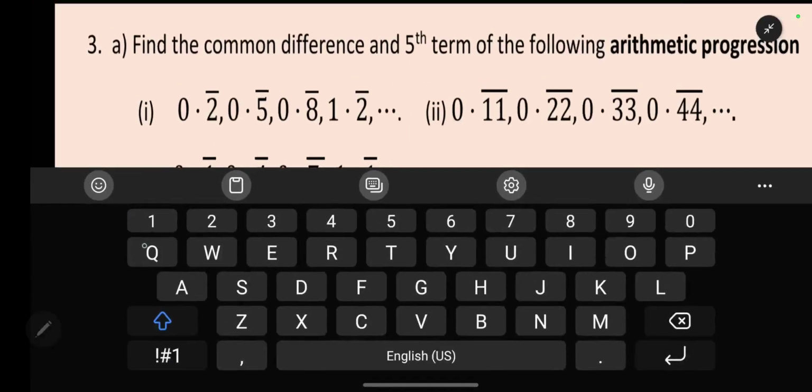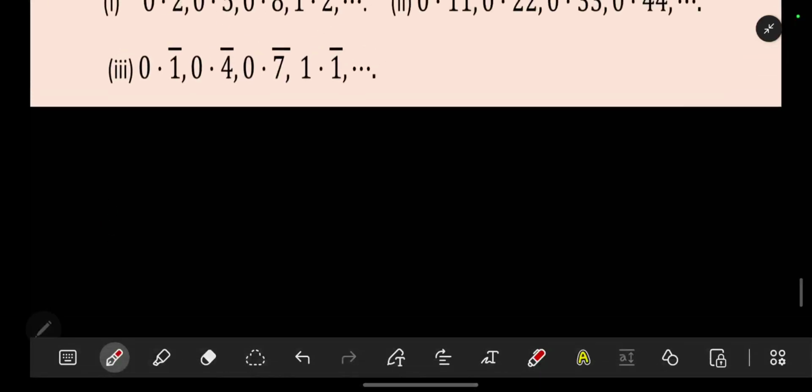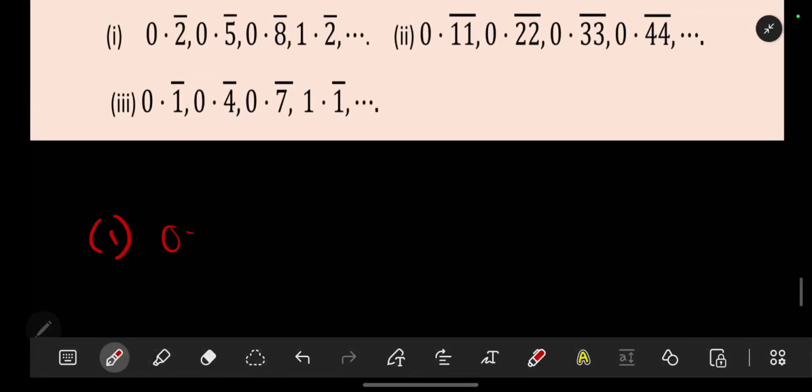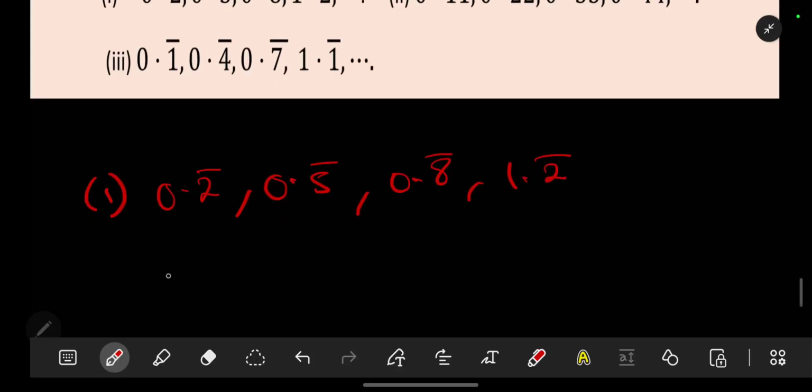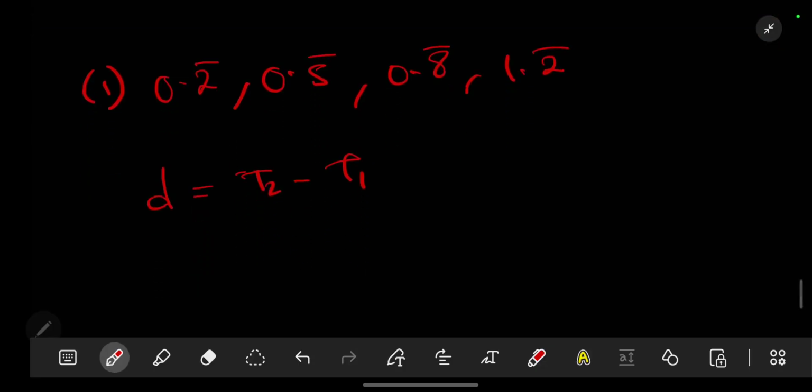So for the common difference, we have the first sequence: 0.2 bar, 0.5 bar, 0.8 bar, then we have 1.2 bar, like that. The common difference is equal to term number 2 minus term number 1. Term number 2 is 0.5 bar, which means the 5 is continuing like that, so that's 0.555..., then minus 0.2 bar, which means 0.222..., continuing like that.